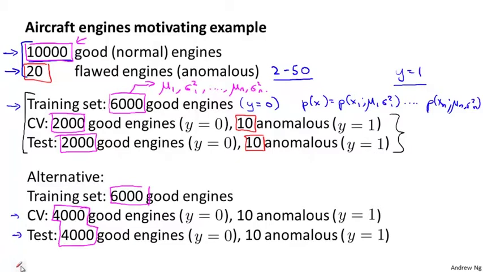But in anomaly detection, sometimes you see people use the same set of good engines in the cross-validation set and the test set, and sometimes you see people use exactly the same set of anomalous engines in the cross-validation set and the test set. All of these are considered less good practices and definitely less recommended. Certainly, using the same data in the cross-validation set and the test set is not considered good machine learning practice, but sometimes you see people do this too.